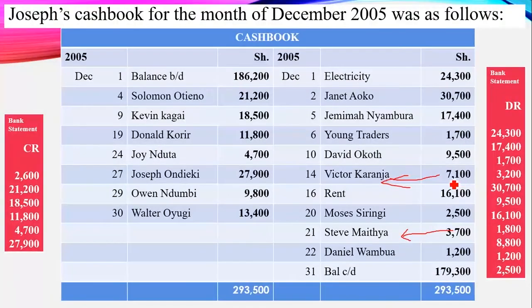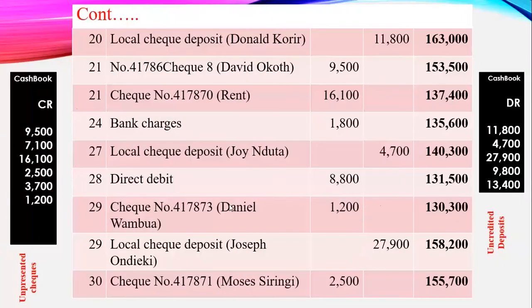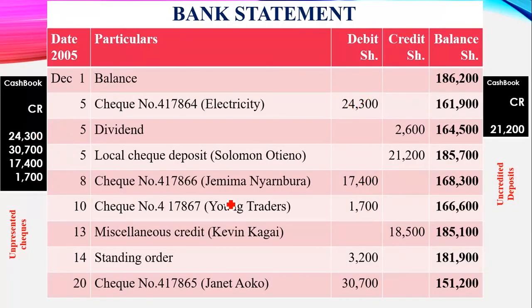Now we need to compare the debit side of the cash book and the credit side of the bank statement to check for what? Uncredited deposits. So I carry these figures here. I carry those figures. Then I need to compare them with the credit side. I am comparing the debit side of the cash book with the credit side of the bank statement.